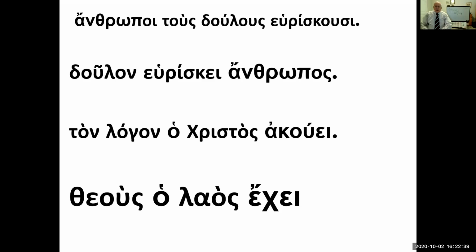Third sentence, ton logon ho Christos akouei. Christ hears the word. How do I know it's not the word hears Christ? Well, first, that doesn't make any sense, but also, ho Christos is in the nominative case, so it is the subject, especially if I have third person singular, akouei, hears, or is hearing. Ton logon, the object, the word. Christ is hearing the word.